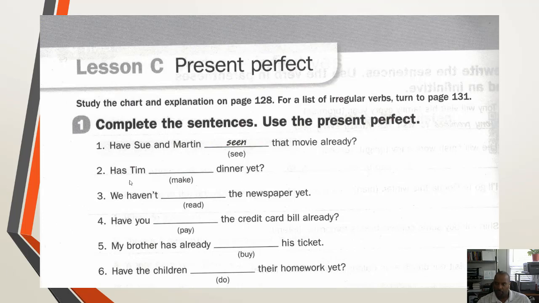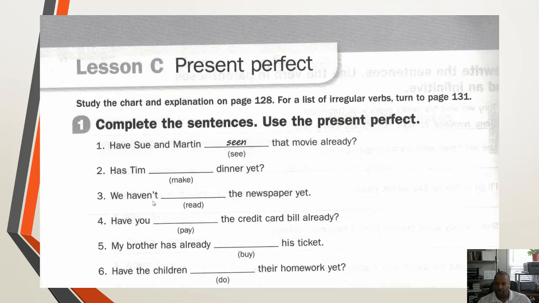Okay, so the first one is done for us. Complete the sentences. Use the present perfect. Have Sue and Martin seen that movie already? Seen is the past participle of the verb see. Alright, let's look at number 2. Has Tim blank dinner yet? So we need the past participle of make. Has Tim made dinner yet?